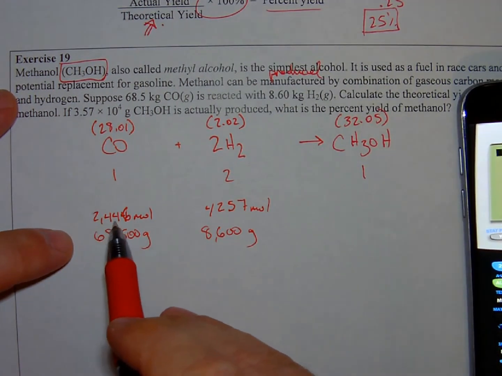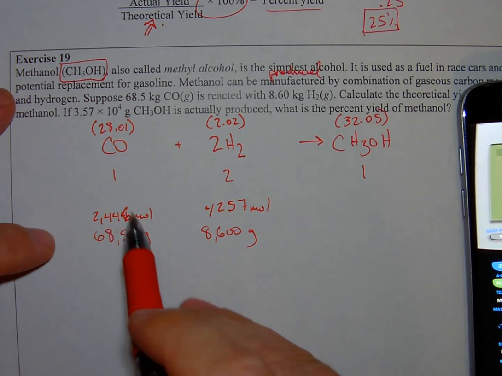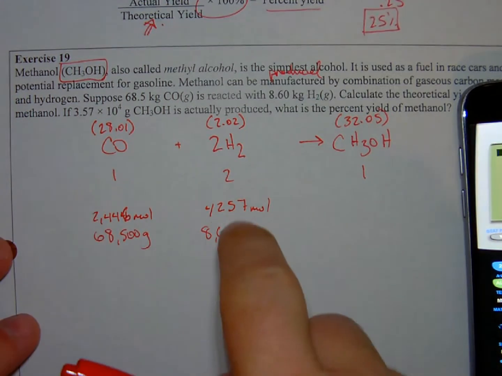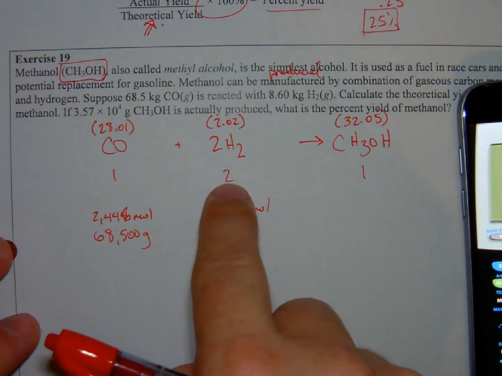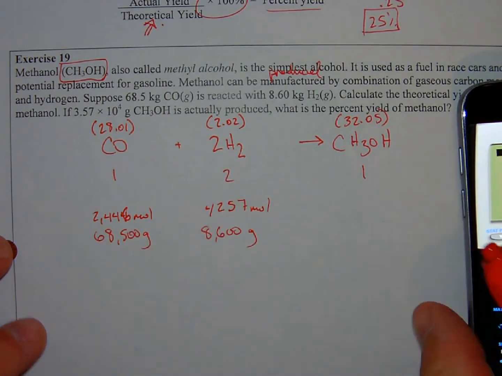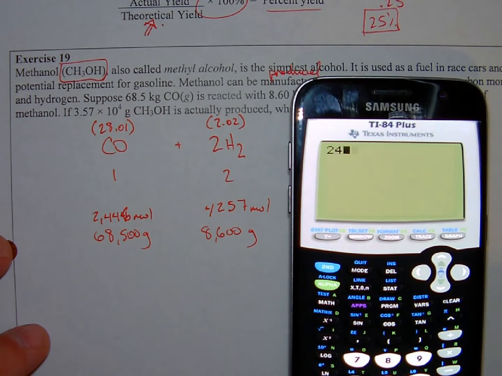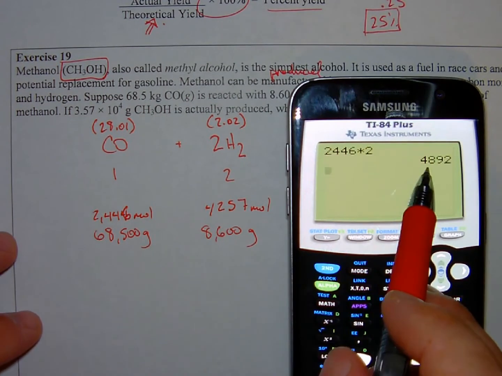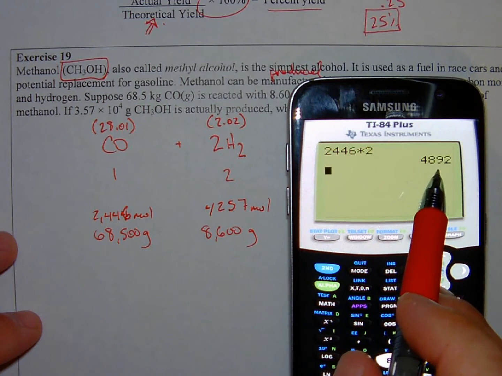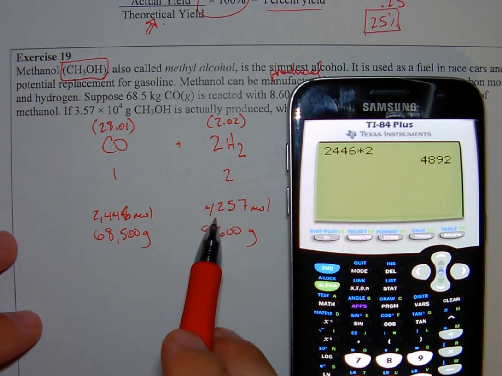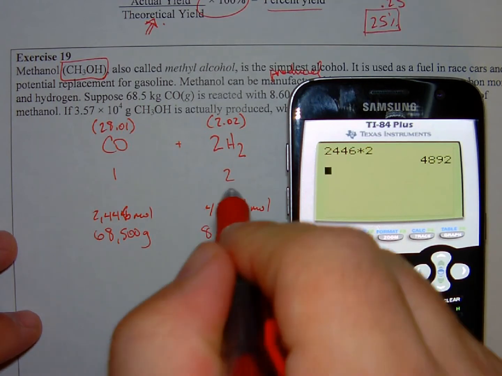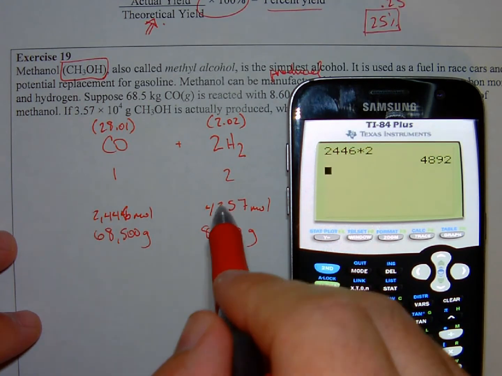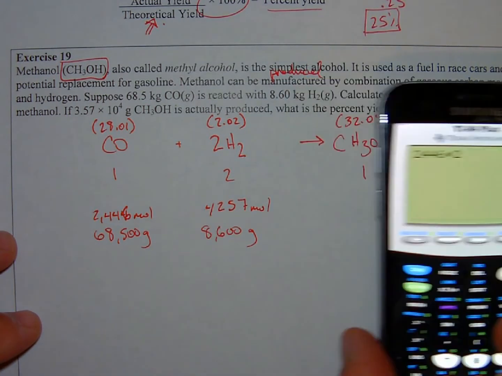What if all 2,446 moles of the carbon monoxide reacted? How much of this stuff would I need? Well, I need twice as much, so multiply that by 2. I would need 4,892. Do I have that much? No, I do not. I do not have enough hydrogen for this to be the limiting reactant. So that means that this is going to have to be the limiting reactant.